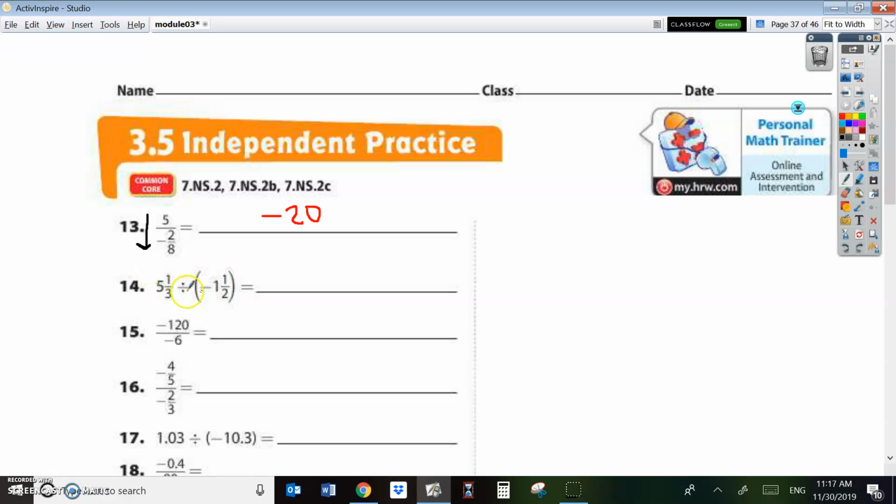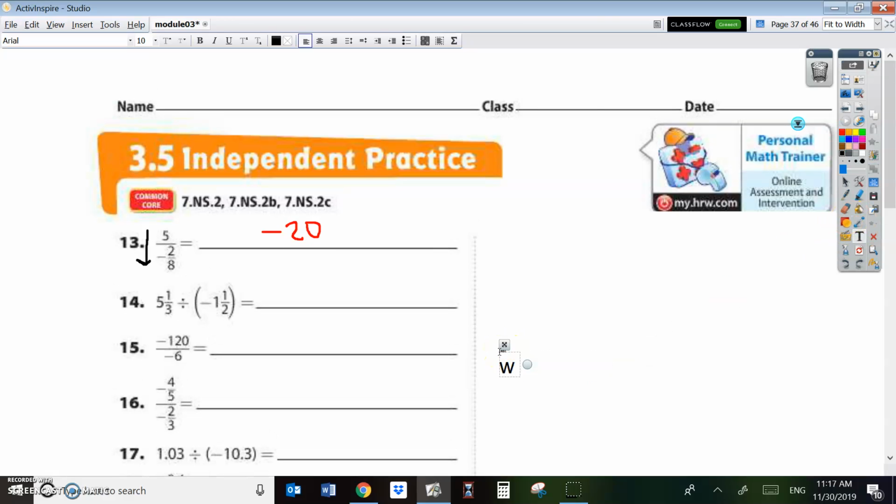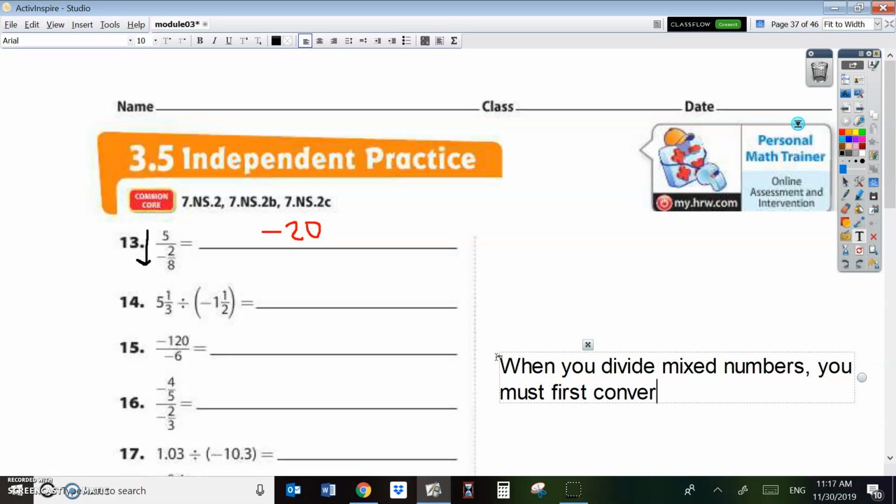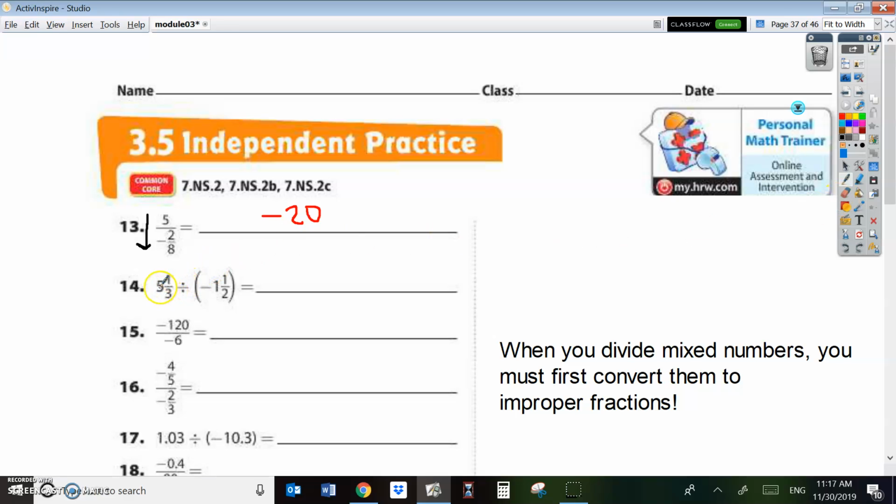Okay, whenever you're dividing a mixed number, change it first to an improper fraction. Okay, so let's do that. 3 times 5 plus 1. 3 times 5 is 15 plus 1 is 16. 16 over 3 divided by 2 times 1 is 2 plus 1 is 3.